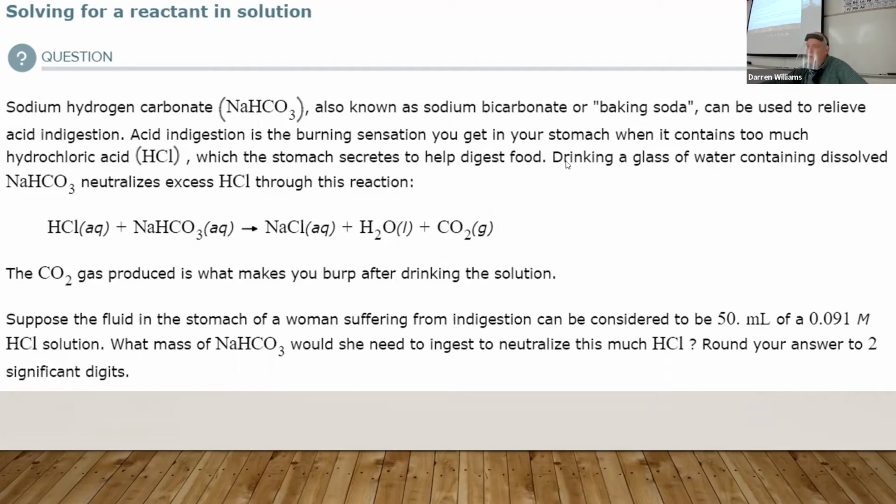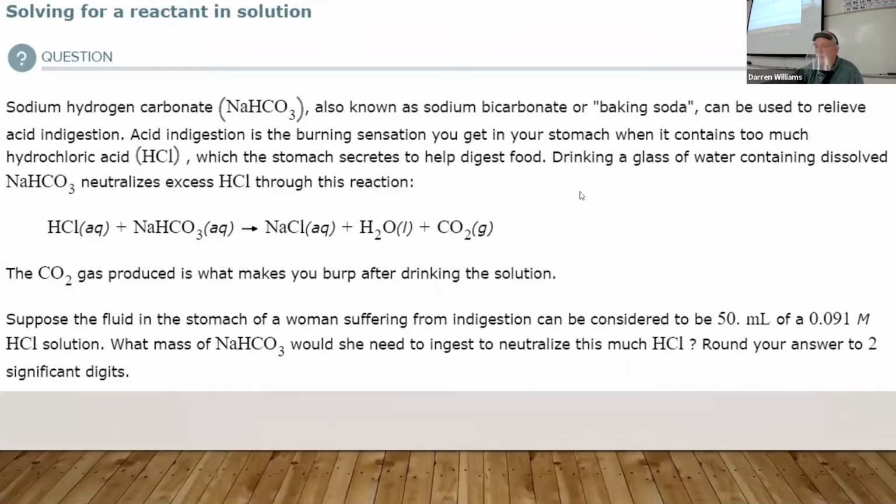So drinking a glass of water containing dissolved sodium bicarbonate neutralizes excess HCl through the following reaction. Here you have hydrochloric acid and the baking soda making sodium chloride, which again is not harmful to the body, it makes water, and it makes CO2 gas. And that might be the problem. If you do this, the gas is produced, and then you burp because it gets rid of the CO2. So you don't want to overdo this.